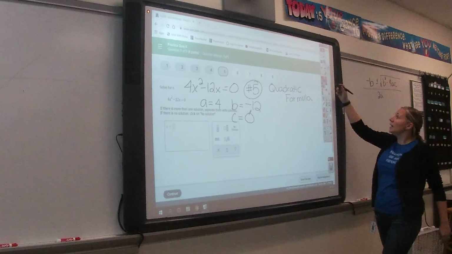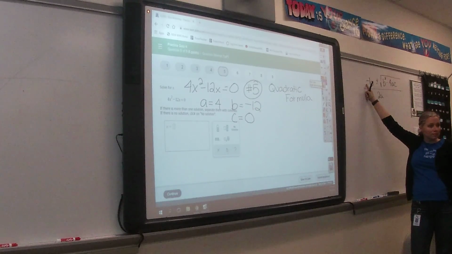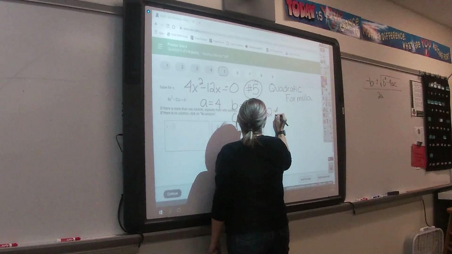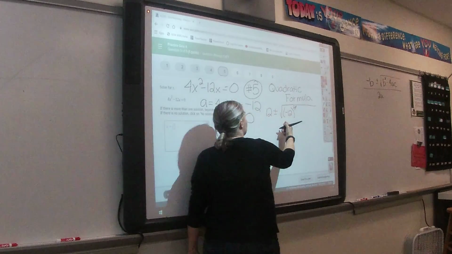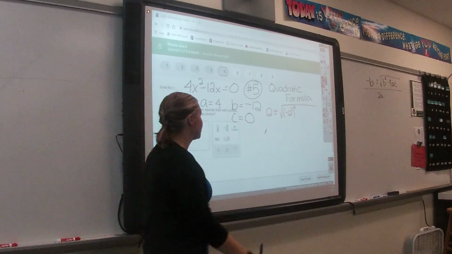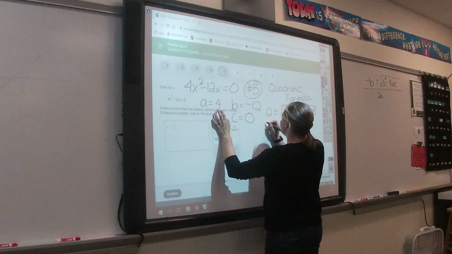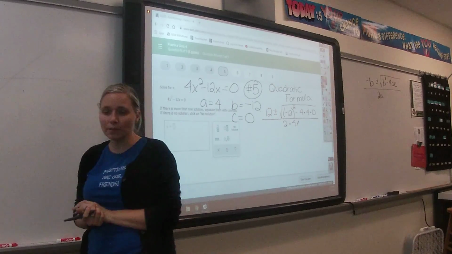So we'll start plugging in. If b is negative, what is the first thing we're going to write here? Positive 12, right? The opposite of it. So we'll say +12. How important are these parentheses? Very. So we'll get here.